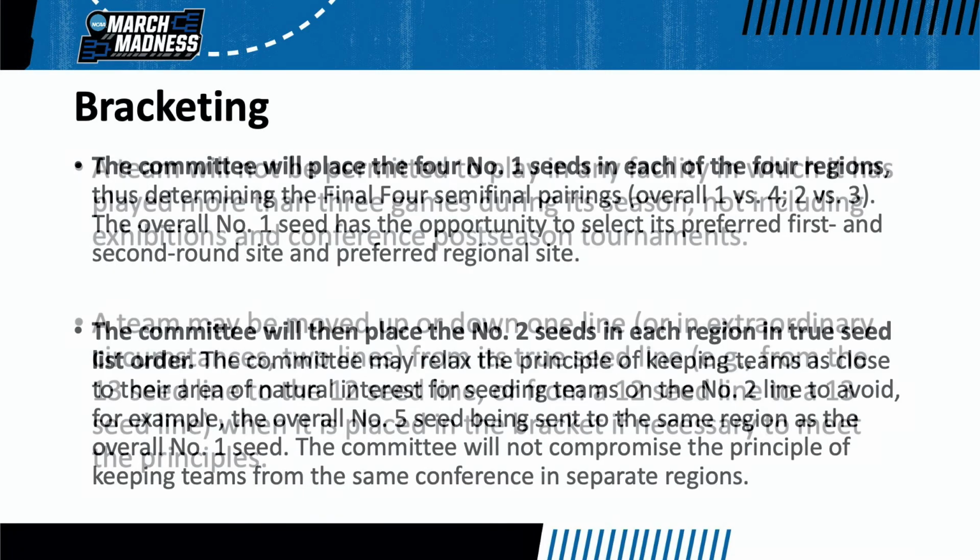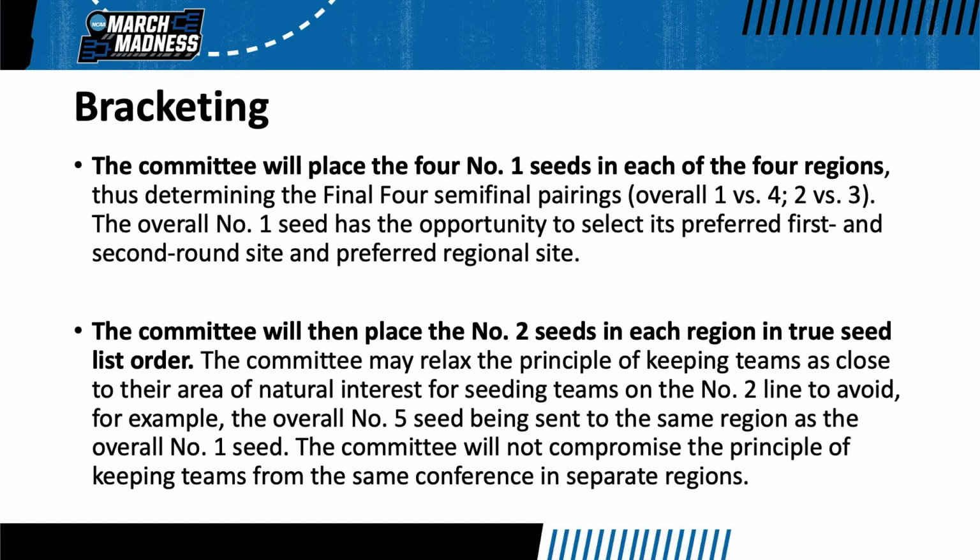The committee begins the process of placing teams into the bracket by taking the overall number 1 team on their seed list and placing it into the region in which that school has requested. Only the overall number 1 team is afforded this privilege. Generally speaking, that team will select the region that is within the closest geographic proximity to its campus. The overall number 2 seed is placed in its closest remaining regional site as the top seed in that region, followed by the overall number 3 seed being assigned to its closest regional site.